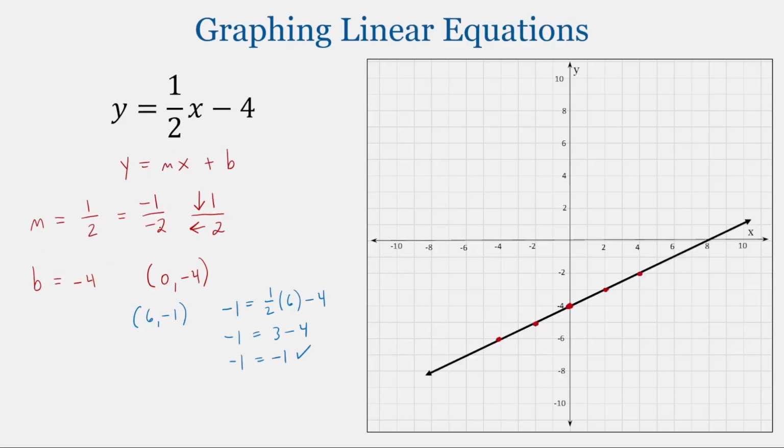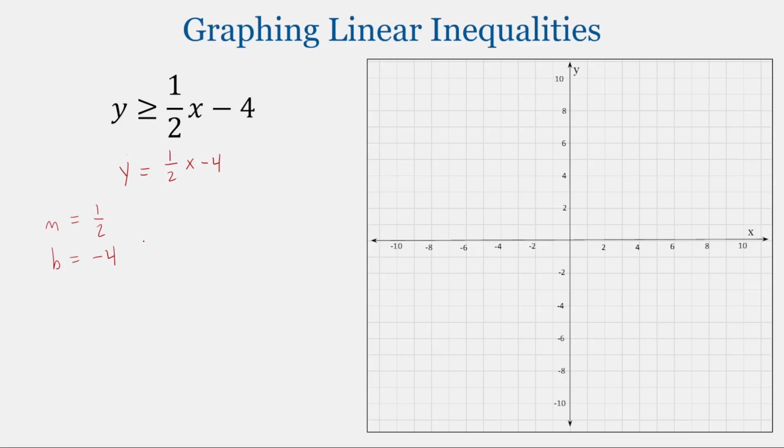Again, this is the same equation we just graphed. So let's go ahead and plot those same points we got previously. We had a y-intercept of negative 4 and a slope of 1/2. Here are those same 5 points we plotted previously. Now let's connect these points and draw our line.